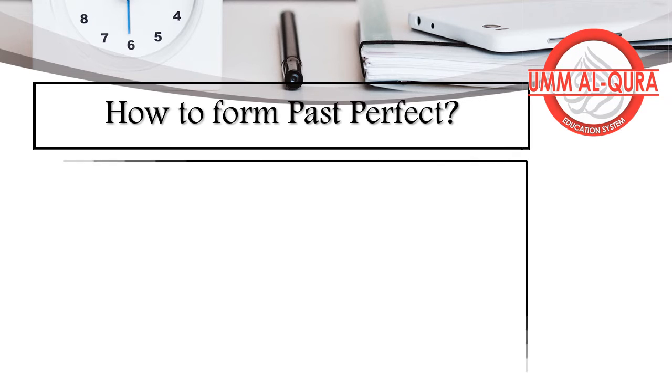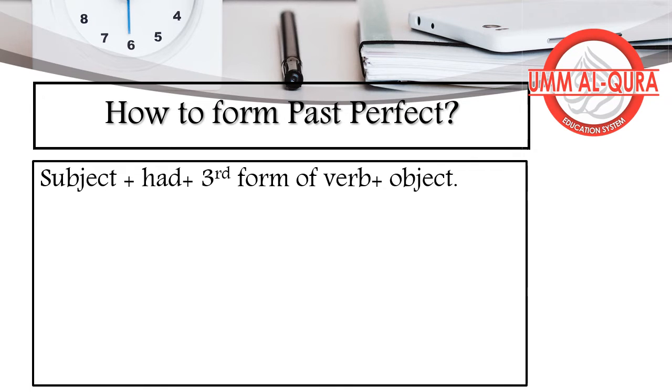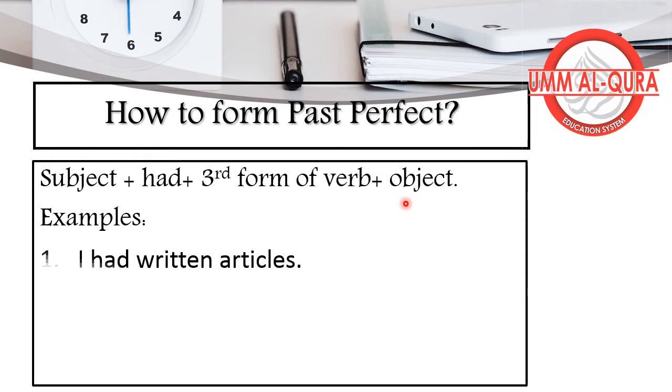This is the making of affirmative sentences, how to form past perfect affirmative sentences. The subject, which I have told you so many times, will come first when we are making affirmative sentences. Then will come the helping verb, which is had in the case of past perfect tense. The third form of verb we are using over here, and in the last we have the object. So here are a few examples.